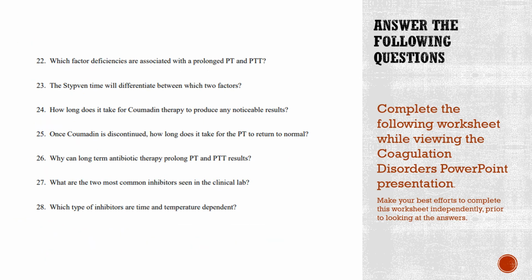We are almost there. This is the last page of our questions. Answer the following questions. Which factor deficiencies are associated with a prolonged PTT and PT? The thrombin time will differentiate between which two factors? 24. How long does it take for Coumadin therapy to produce any noticeable results? Number 25. Once Coumadin is discontinued, how long does it take for the PT to return to normal? 26. Why can long-term antibiotic therapy prolong the PT and PTT results? 27. What are the two most common inhibitors seen in the clinical lab? And 28. Which type of inhibitors are time and temperature dependent?